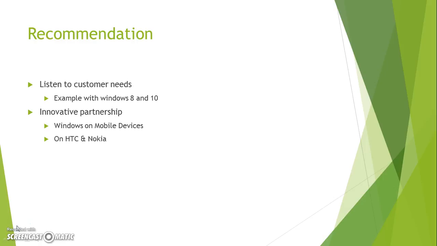Moving on to the last slide: what can they do to better themselves on the market? Well, the first point is basically to listen to the customer needs. For example, when Windows 7 was finished, Microsoft Corporation sat down with a whole fresh-minded research and development team to develop a new operating system. They came out with Windows 8, which basically was a failure on the market because people started complaining about different variables that didn't work properly.